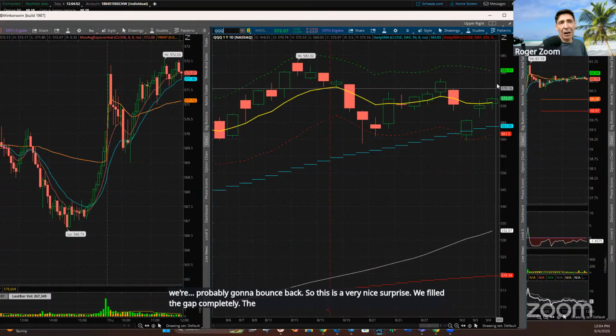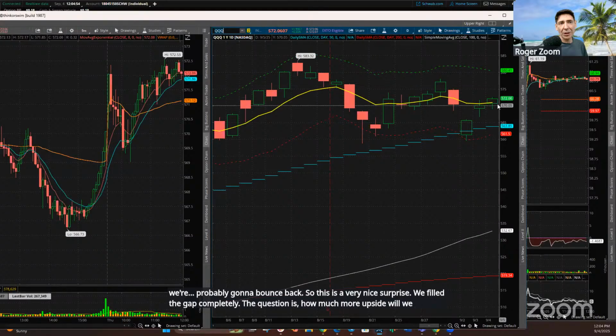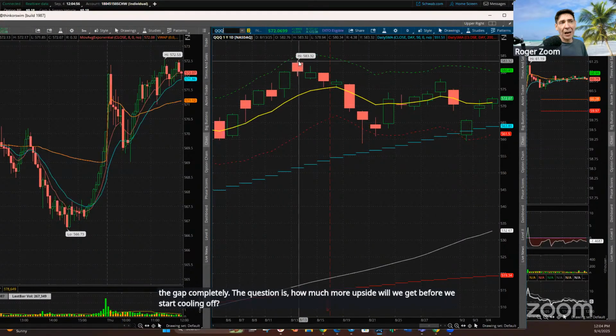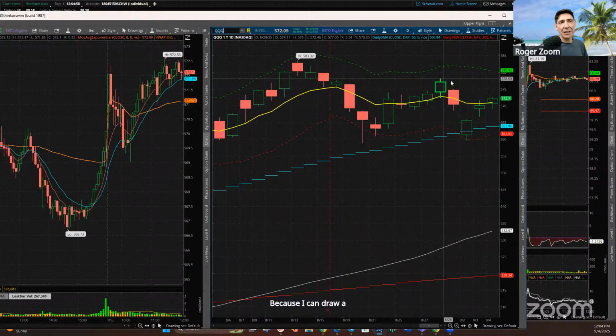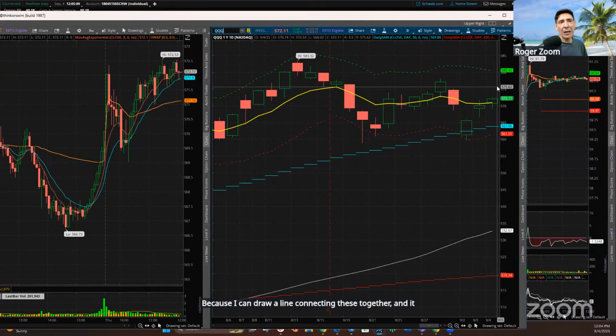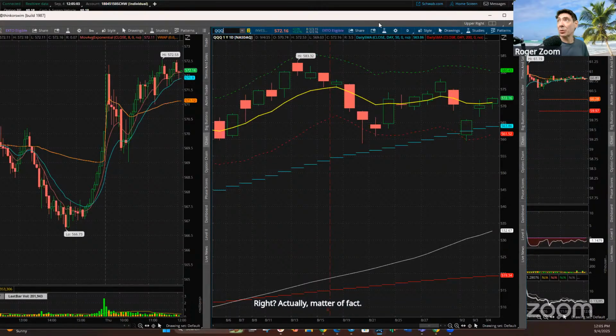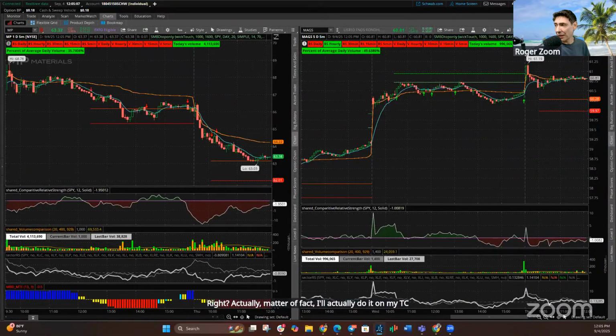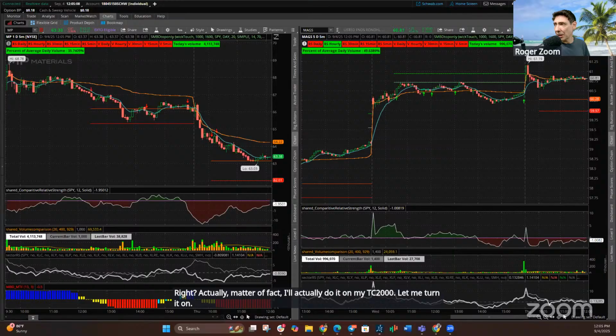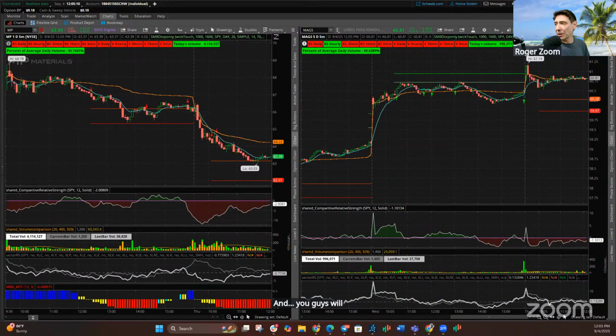The question is, how much more upside will we get before we start cooling off? Because I can draw a line connecting these together, and it'll stop somewhere right here, right? As a matter of fact, I'll actually do it on my TC2000. Let me turn it on, and you guys will see exactly what the danger is right now.